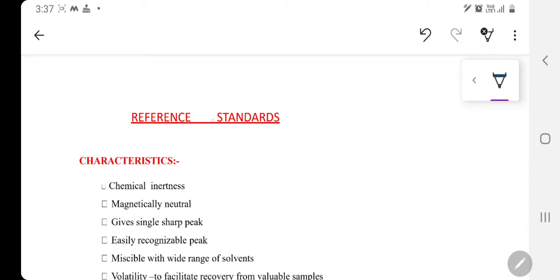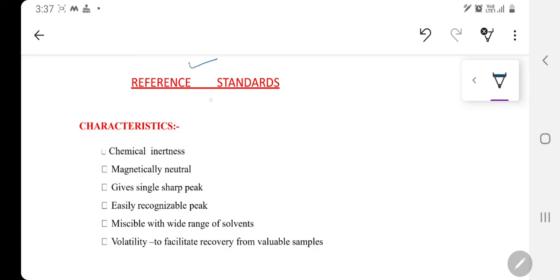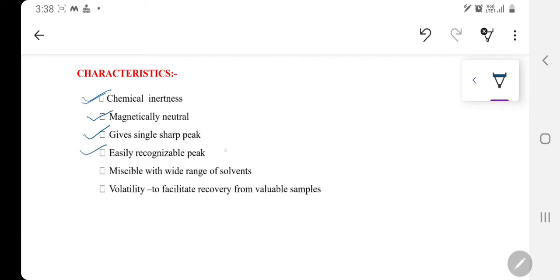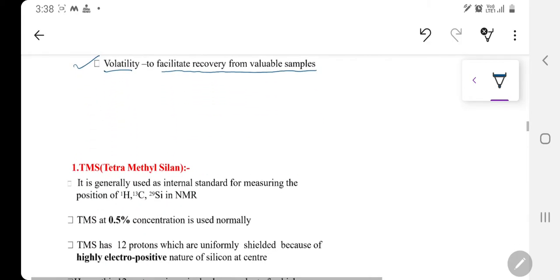Next one is reference standards. The characteristics required for a reference standard are: first, chemical inertness. Second, magnetically neutral. Third, gives a single sharp peak. Fourth, easily recognizable peak. Next, miscible with a wide range of solvents. And the last one, it is volatile, to facilitate recovery of valuable samples.